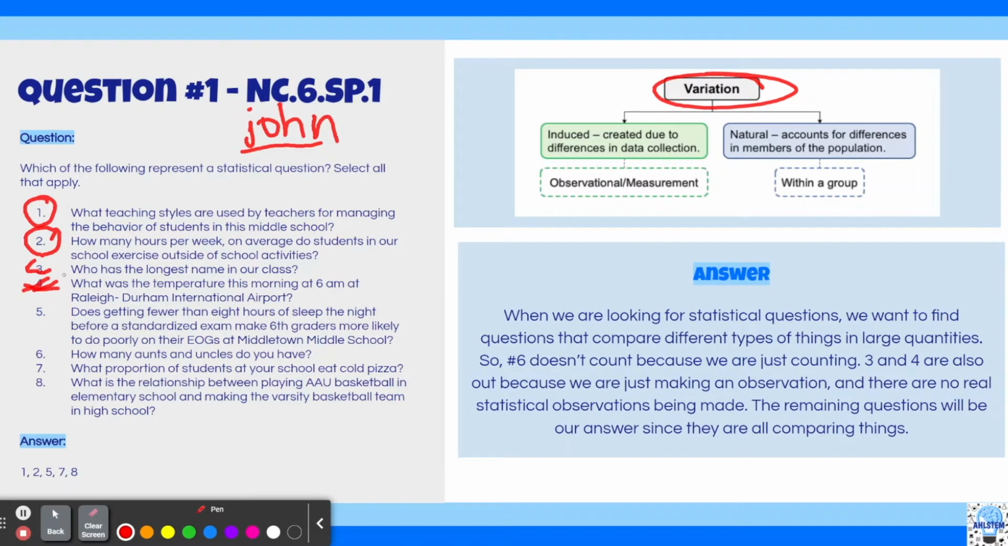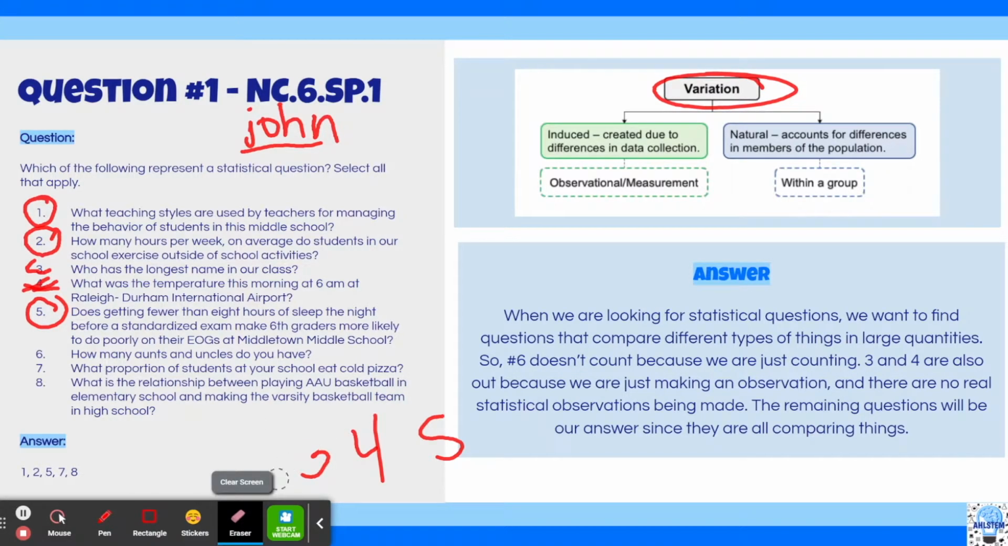That counts. 5, does getting fewer than 8 hours of sleep the night before a standardized exam make 6th graders more likely to do poorly on their EOGs at Middletown Middle School? Yes, that definitely counts. Because if we have 2 students who got 2 hours of sleep get a 3, 3 students who got 4 hours of sleep get a 4, and 5 students who got 9 plus hours of sleep get a 5, that is definitely some statistical distribution.